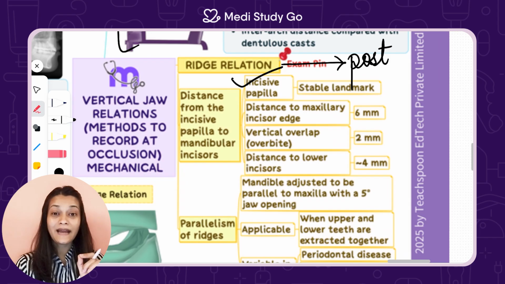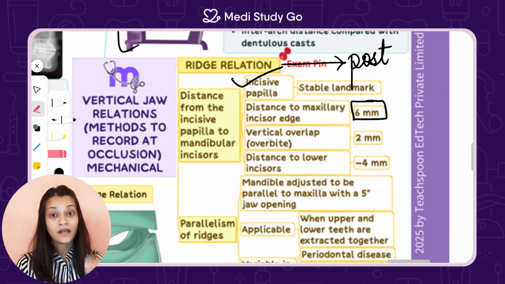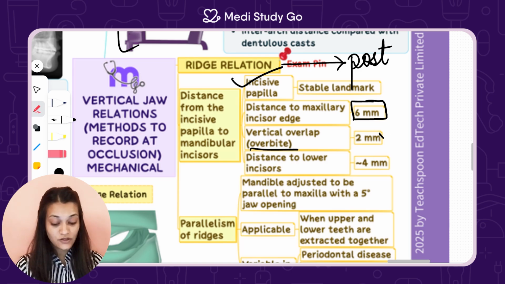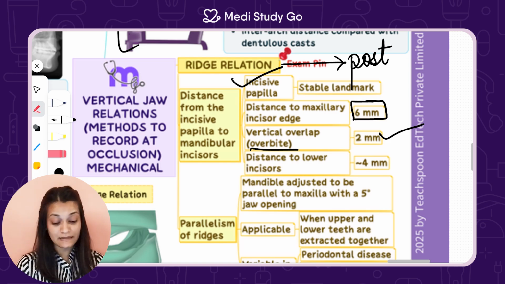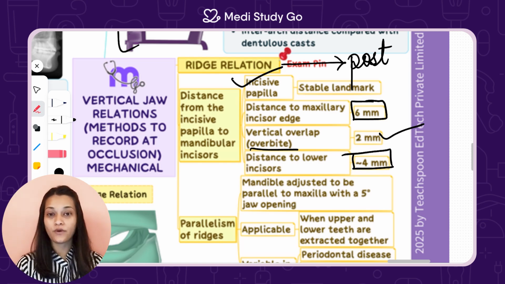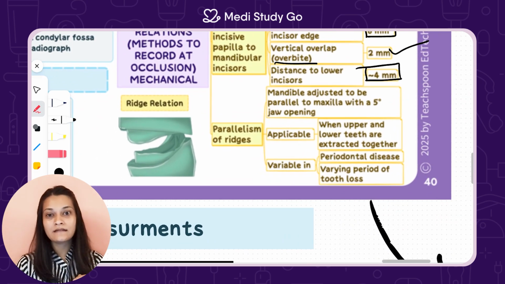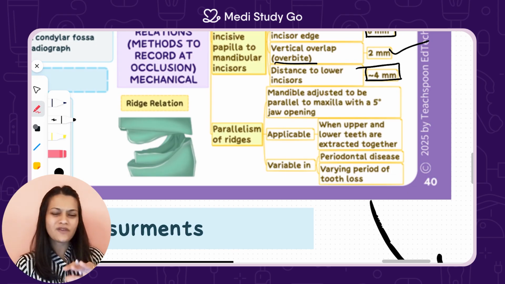And then you can actually determine the position of your incisal edge from your incisive papilla, which will be 6 mm. The vertical overlap, what is also known as your overbite, is 2 mm. And the distance between your incisive papilla to your mandibular incisor is approximately 4 mm. So this was tested and noticed over various patients and they have come up with an average value of 4 mm.